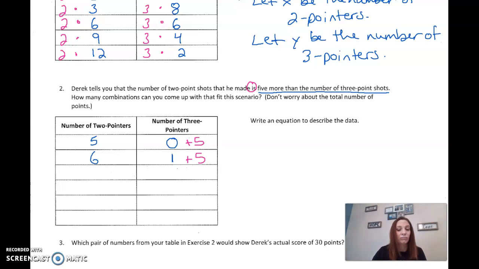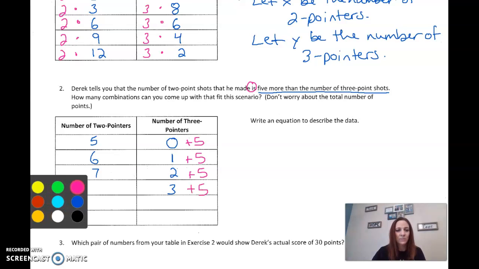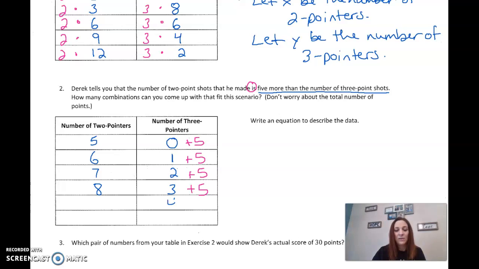If he made 2 3-point shots, guess what we're going to do? We're going to add 5 to it to get 7, because the number of 2-point shots is 5 more than the number of 3-point shots. So 5 more than 2 is 7. And I'm just going to keep going with this pattern here. And if you made 4 3-point shots, if we add 5 to it, because the number of 2-point shots is 5 more, that would be 9. And if he made 5 3-point shots, we're going to add 5 to it, and that would give us 10.